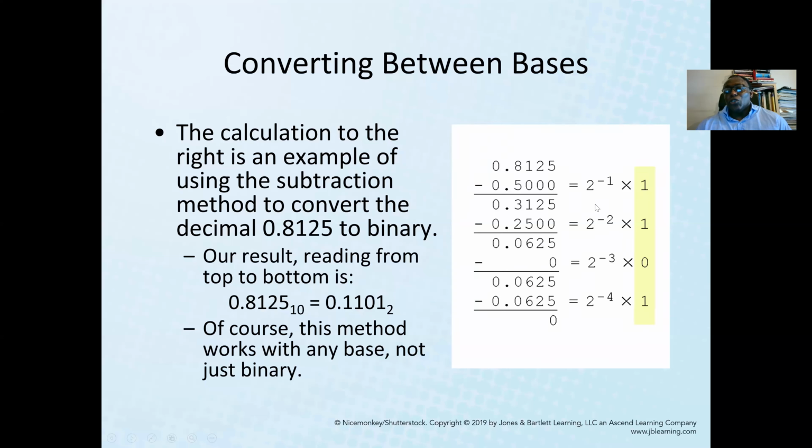We have 0.8125. So we look for any value with the base 2 and an exponent value that will give us close to this value. And in this case, we have 2 to the power negative 1. So 2 to the power negative 1 will give me 0.5. The remainder will be 0.3125. Then I'll go to 2 to the power negative 2, which will give me 0.2500. Then I'll go to 2 to the power negative 3.